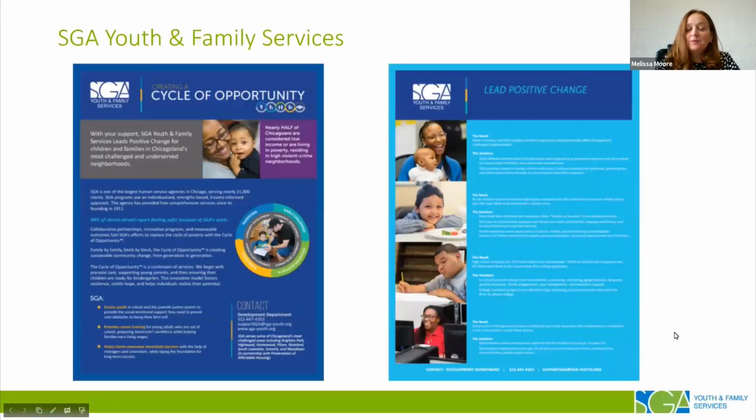So my name is Melissa Moore, and I'm from SGA Youth and Family Services. And just a little bit about SGA. This is an infographic up here that showcases our scope of work. I don't expect that you can read it, but I just wanted to showcase our services in creating a cycle of opportunity. We can go to the next slide.